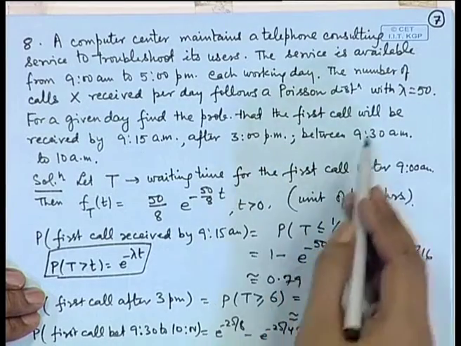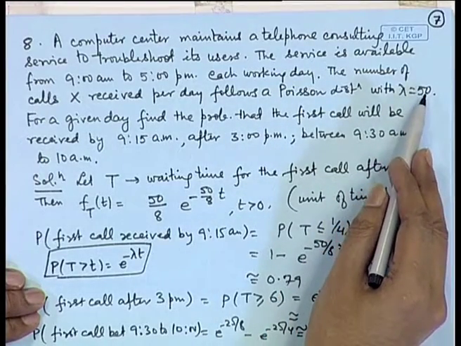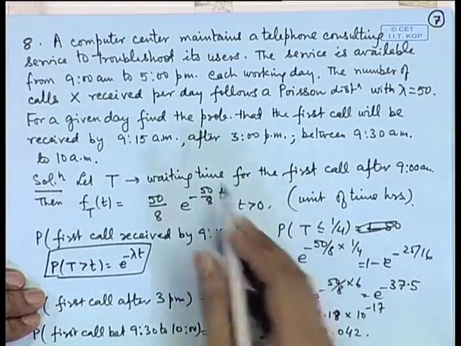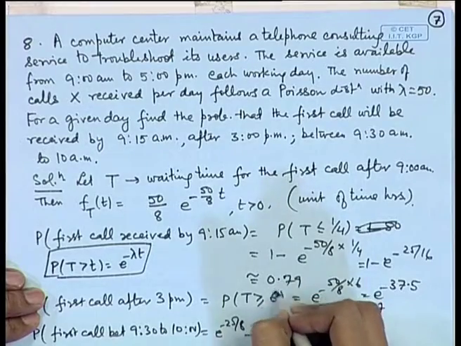The reason is that in a day we are receiving roughly 50 calls. So, within first 15 minutes a call will be received with a substantially high probability.